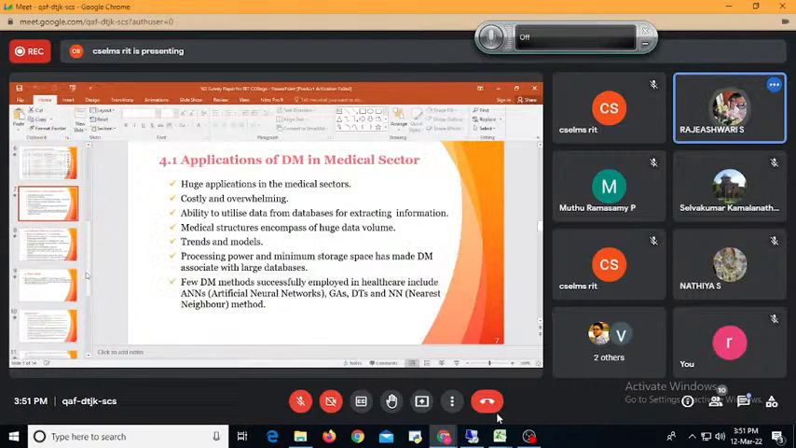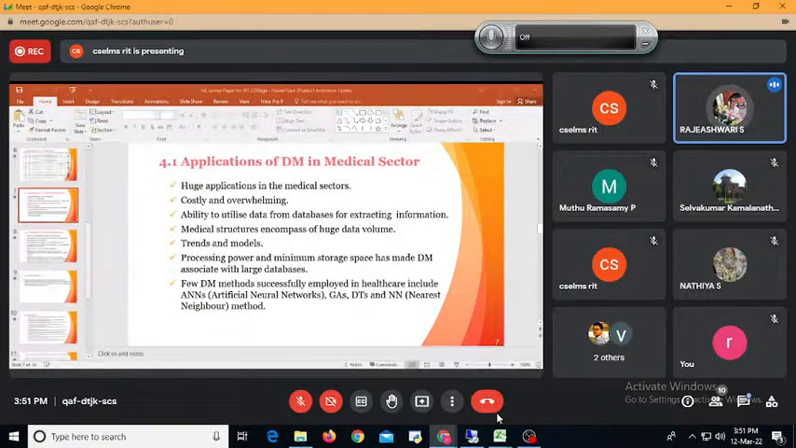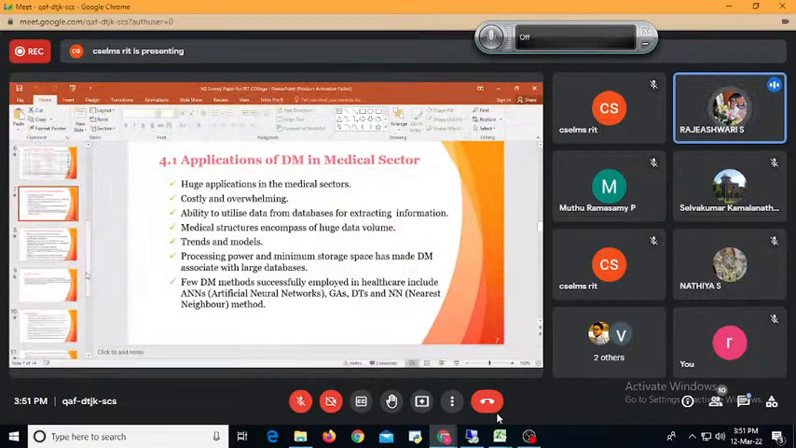Next one is applications and challenges. These are the common applications used in the medical sector, not only in chronic disease. The medical sector encompasses a huge data volume that consists of patient information. It is a highly significant challenge. A few data mining methods successfully employed in healthcare include ANN, artificial neural network, DA, DT, decision tree, and nearest neighbor method. There are lots of methods used.